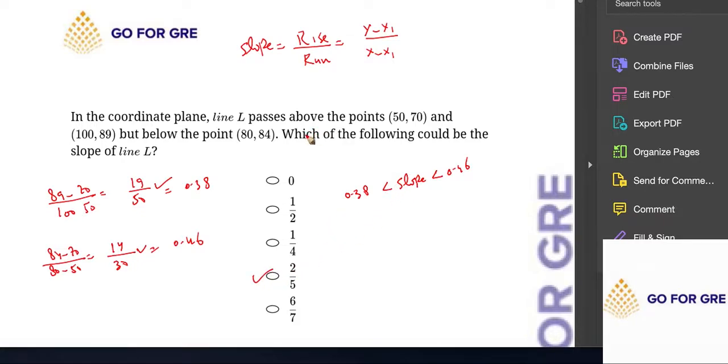For example, 1 by 2 is equal to 0.5, it is greater. 1 by 4 is 0.25, it is less. 6 divided by 7 is 0.85. So only this suffices, that is 2 divided by 5, which is 0.4. So the answer is 2 over 5.